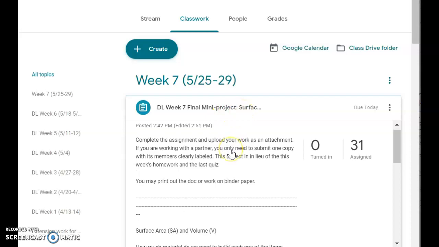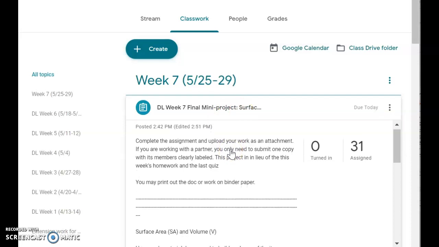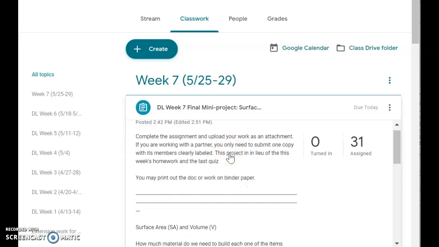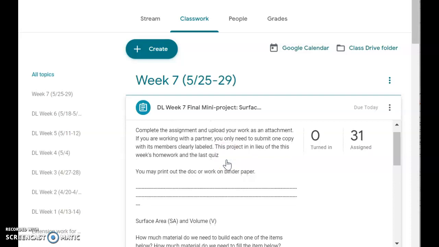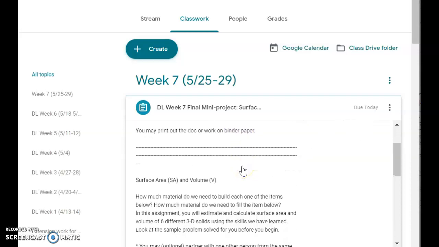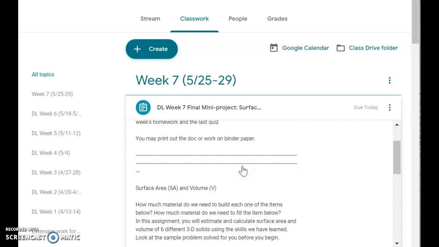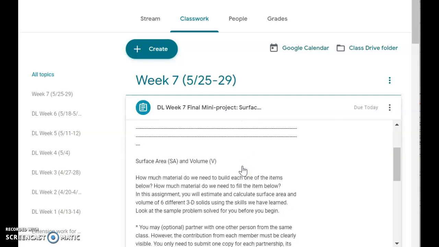If you start looking at that, it gives you all the relevant information here. Complete the assignment and upload your work as an attachment. You may work with a partner, and if you do that, you just need to submit one copy with each member clearly labeled so that I can give you credit for both of you. You can print this out or you can use binder paper to work on it and then take a picture of it and submit it.